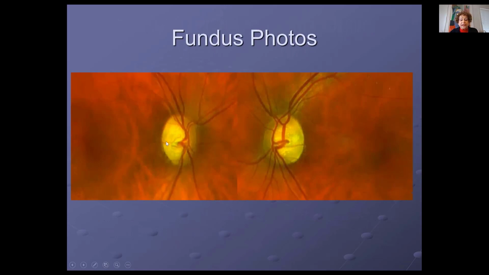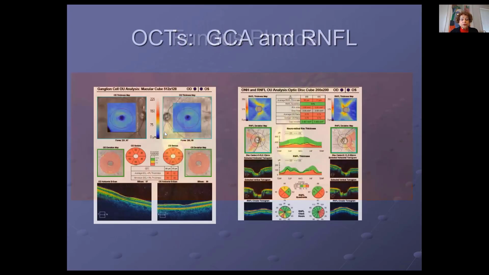I think you can appreciate, yes, he had large cups, excavated cups, deep, but yet I think you can also appreciate that there is pallor on the temporal border of both nerves. If you look at his OCTs, in the ganglion cell analysis, you could see that there's diffuse, marked thinning in both eyes. And yet he had 20/25 visual acuity, but thinning of his ganglion cells in both eyes.